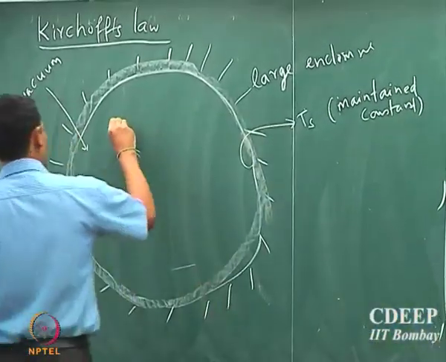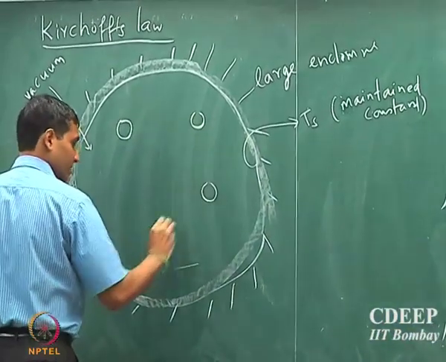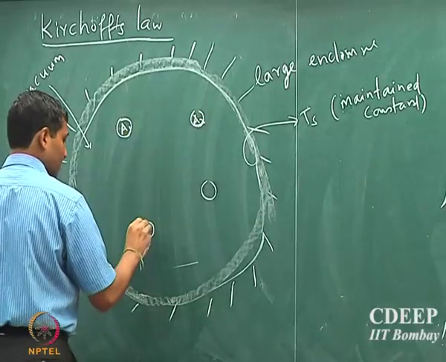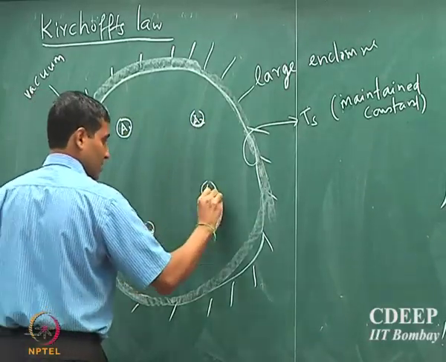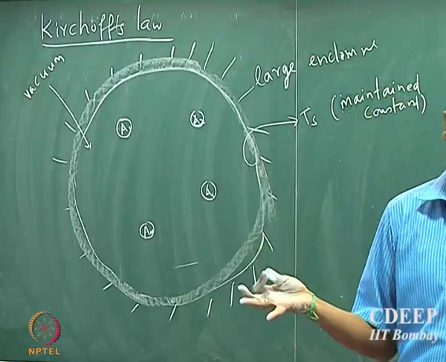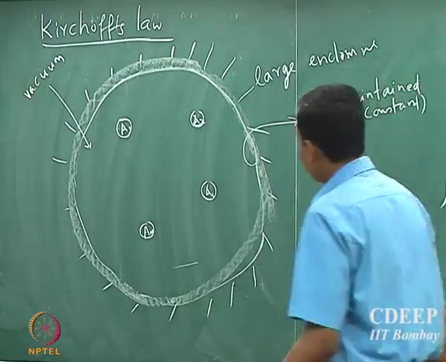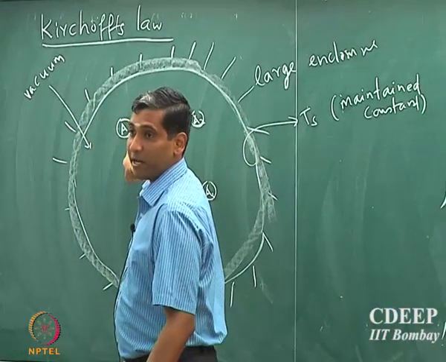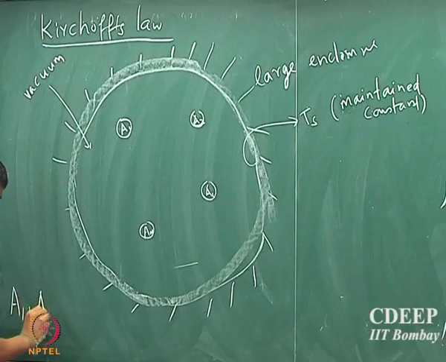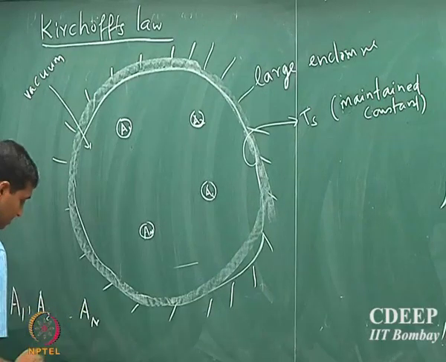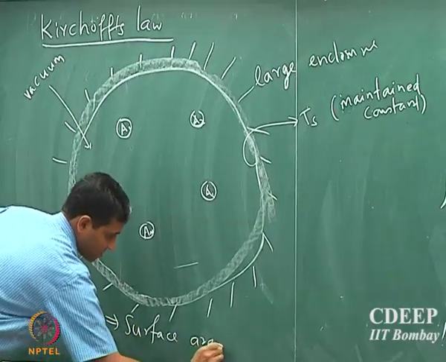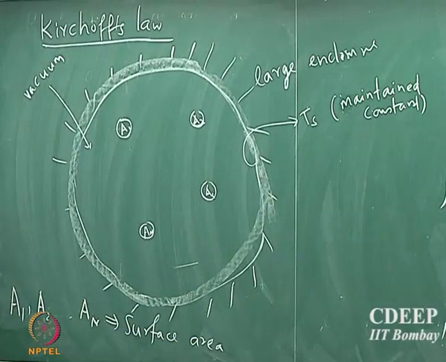Okay. So let us assume that there are, let's say, n objects which are suspended inside this large enclosure. The surface area of each of these is A1, A2, and so on. These are the surface areas of the objects.